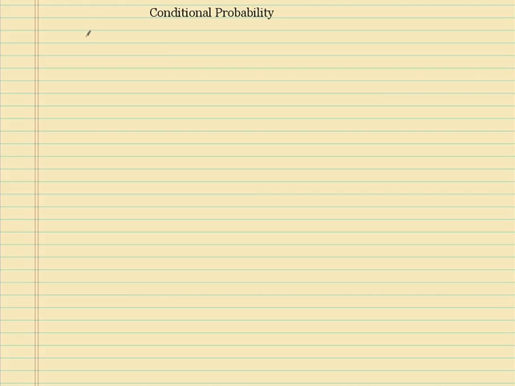Conditional probability is a formula that comes off the formula for our non-independent events. If two events are not independent, then the probability of A happening and B happening is equal to the probability that A happens times the probability that B happens given A happened in the first place.